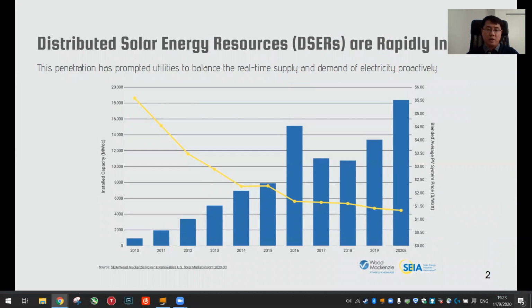As we all know, distributed solar energy resources, also known as the DSER, are rapidly increasing these years. We can see from this graph. The yellow line shows that the solar PV module price dropped 4 times in the past decade. And the bar chart shows that solar PV deployment grew 18 times in the meanwhile. This kind of penetration has pushed utilities to proactively balance the real-time supply and demand of electricity.